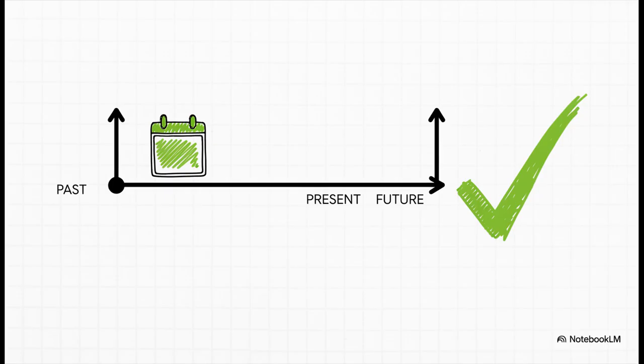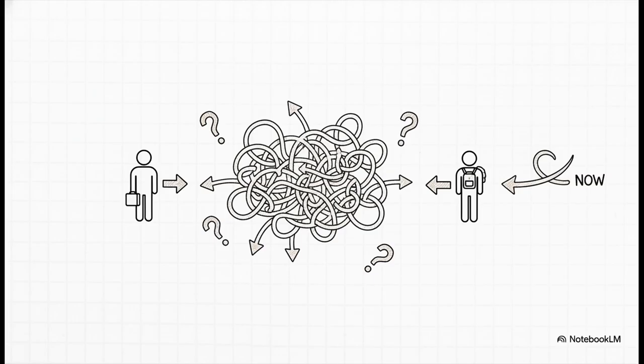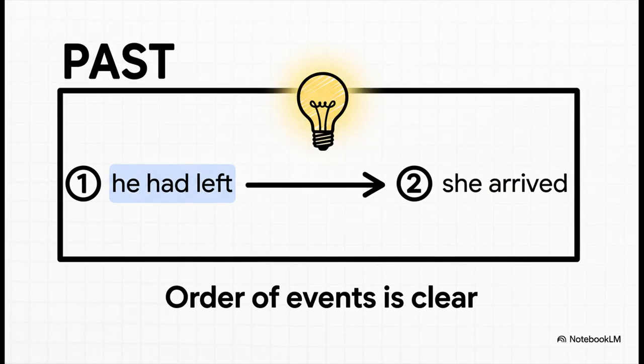Easy fix. All right, here's another one that really trips people up. What if you have two past actions, like someone arriving and someone else leaving? If you say, by the time she arrived, he has left, you're using the wrong tool for the job. You're trying to describe a past sequence, and that is the exact job of the past perfect. So the fix, as you've probably guessed, is simple. We need to use had to signal the earlier past event. The correct sentence is, by the time she arrived, he had left. And just like that, the order of events is perfectly clear.